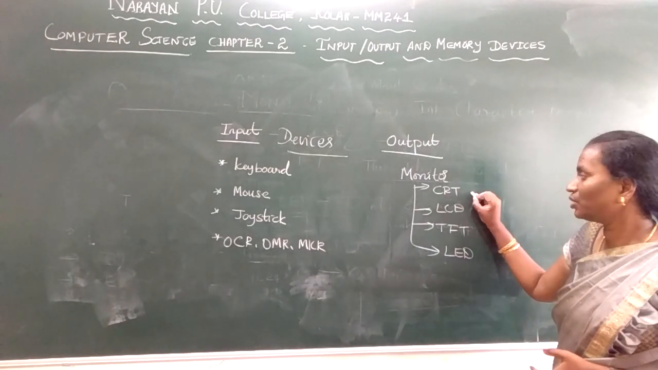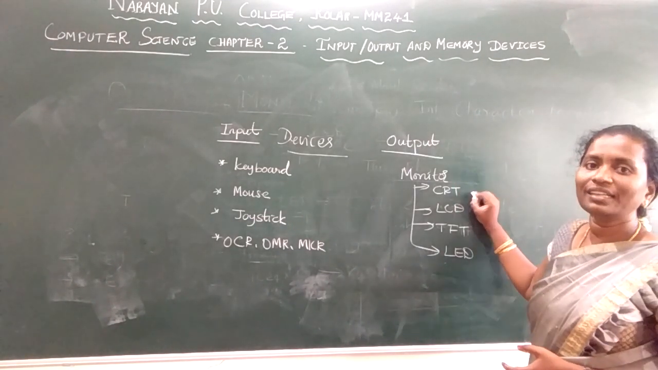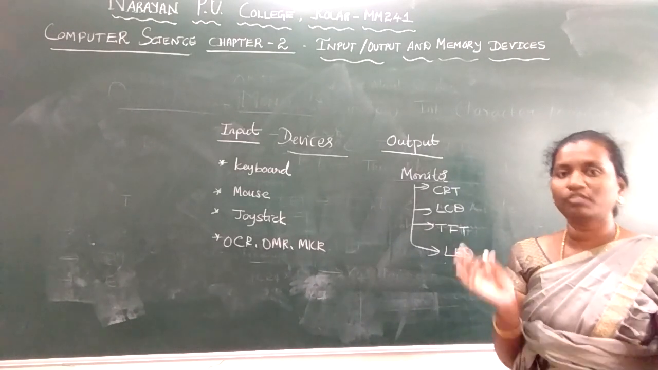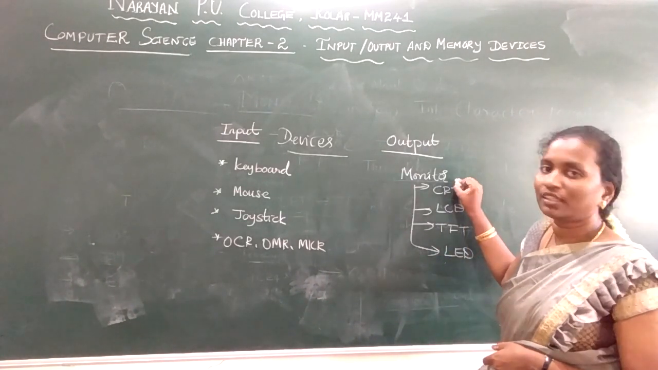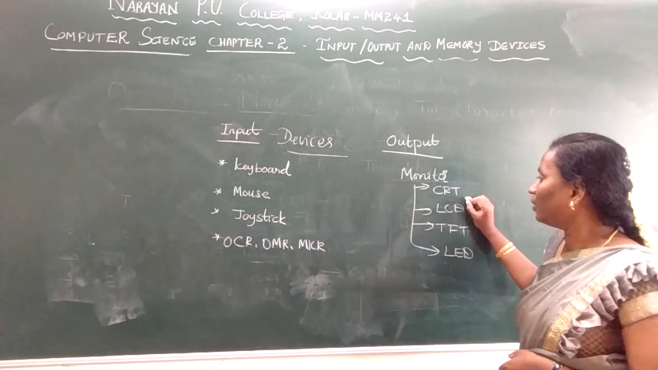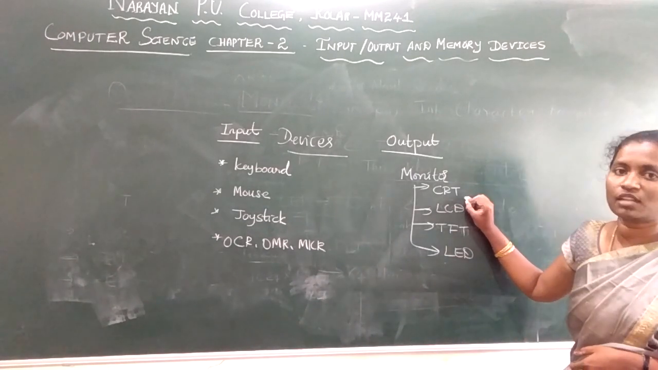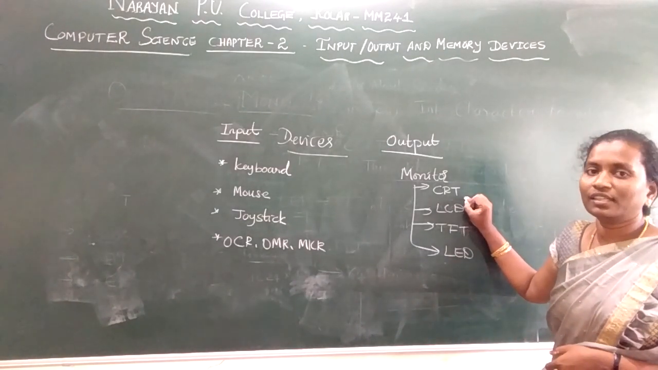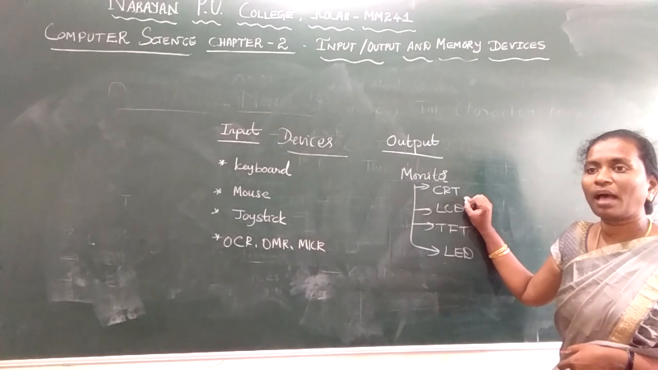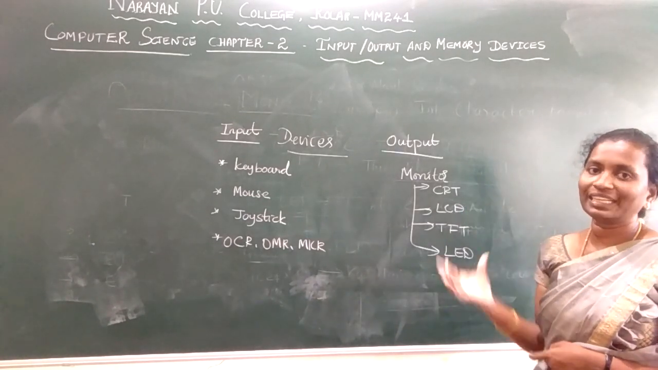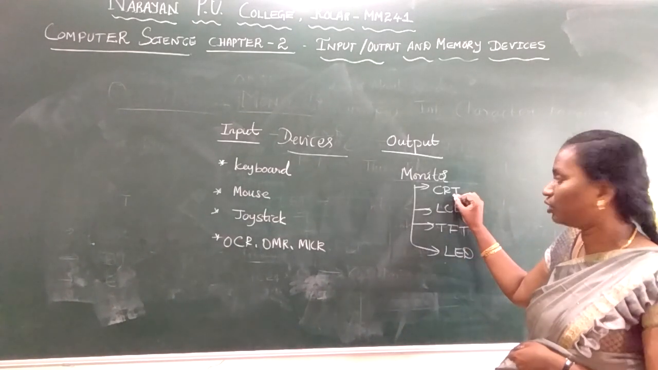Next we have seen about CRT monitor. It is like olden days television. Your monitor appears similar to your television. CRT stands for cathode ray tube monitor. At the back of the television or the monitor, it will be very heavy. Why? Because of this cathode ray tube.